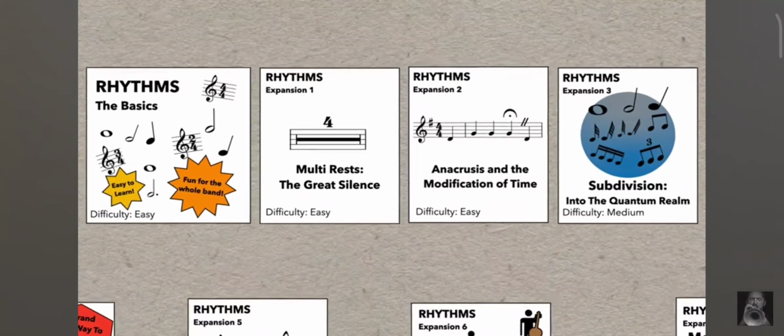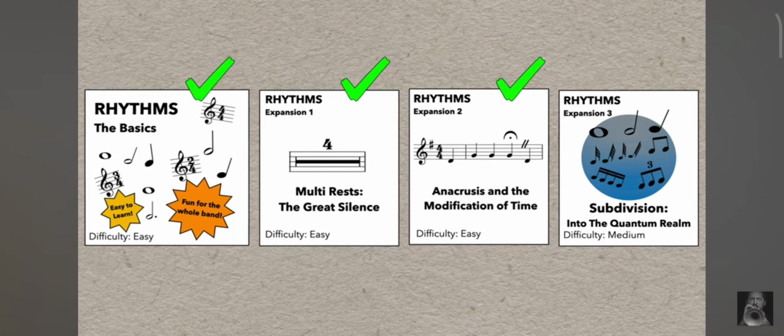These concepts can be much more approachable if you tackle them in smaller chunks. So far, we covered some crucial definitions and concepts. Make sure you're comfortable with these things because the next expansion really builds on these concepts. It's called Subdivision, Into the Quantum Realm.